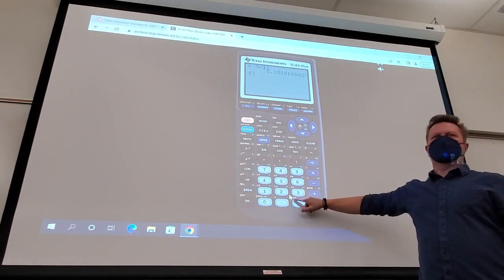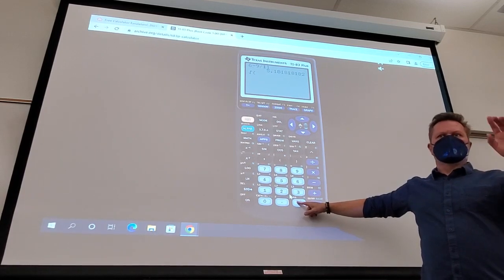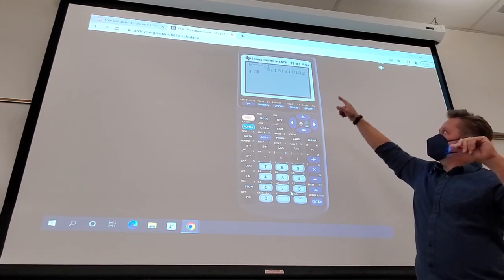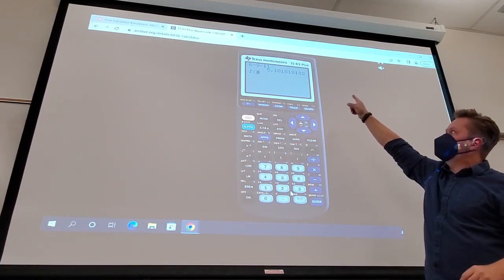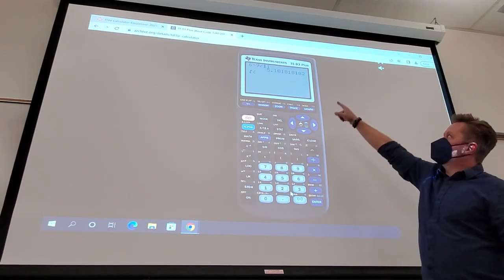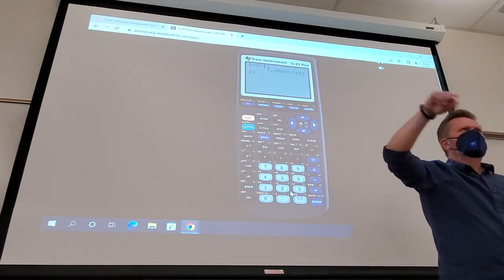So watch. If I do square root of, see this button right here, ANS. It's one of the coolest buttons on this calculator. It has its temporary memory. It always has the number that last showed up on the screen. So right now it's got that number in it, right?